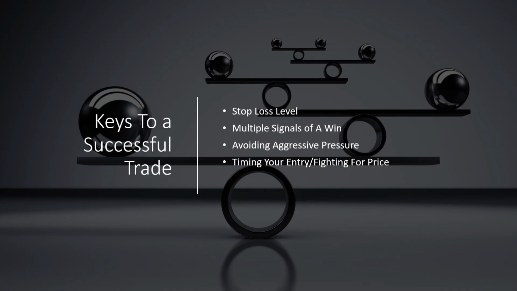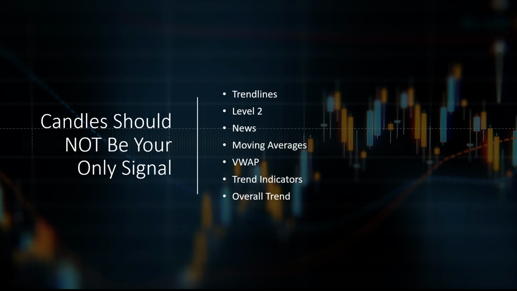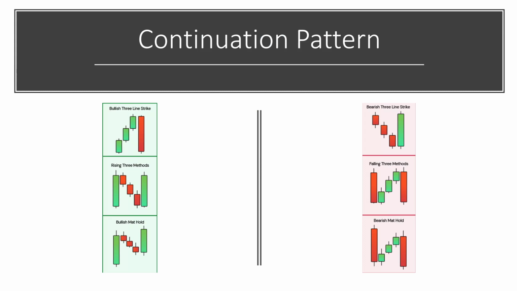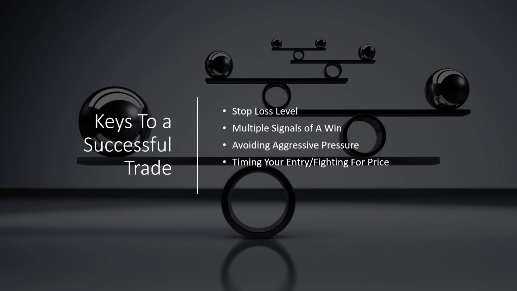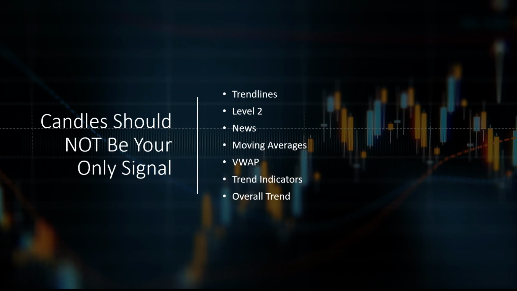So the keys to, let's go to this one real quick. So with this one, candles cannot be your only signal. And what I mean by that is you can't have just this continuation. You can't just have this reversal pattern where you have the hammer and you say, okay, I see the hammer, I want to buy this thing. No, you can't just immediately buy the hammer and say this is going to work out just fine.